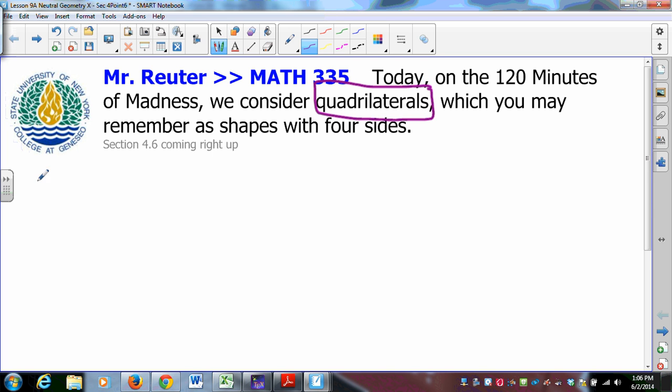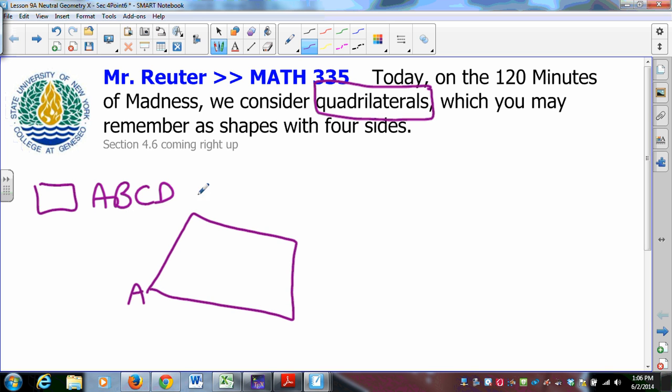Now, so we're clear, when we're talking about quadrilateral ABCD, we mean that there are four line segments, AB, BC, CD, and DA. They share no more than an endpoint. No two segments share more than an endpoint. So you've got quadrilateral A, B, C, D. They're named in order, either clockwise or counterclockwise.